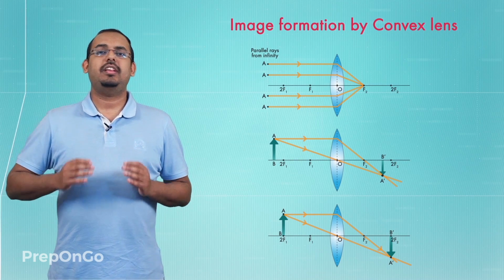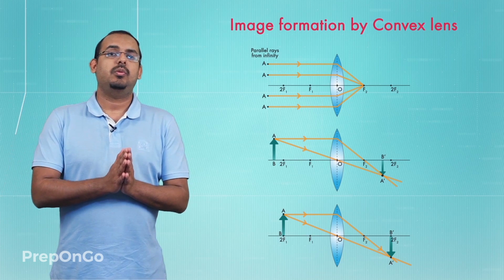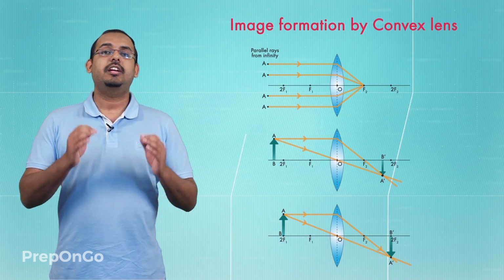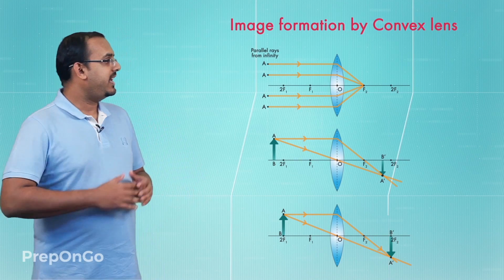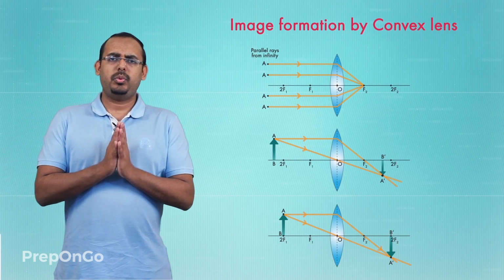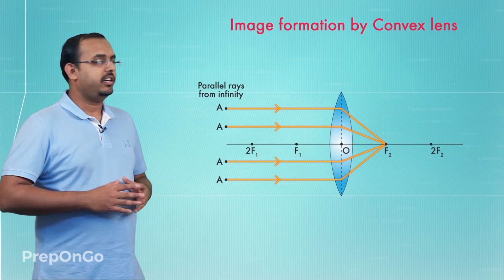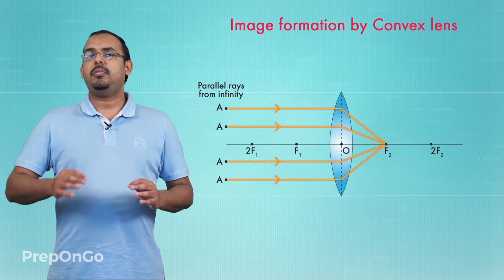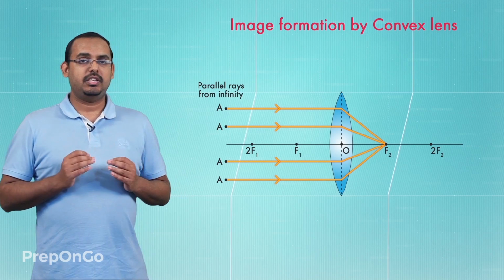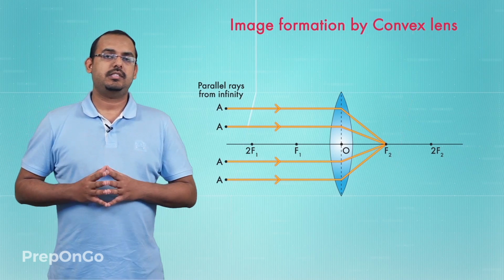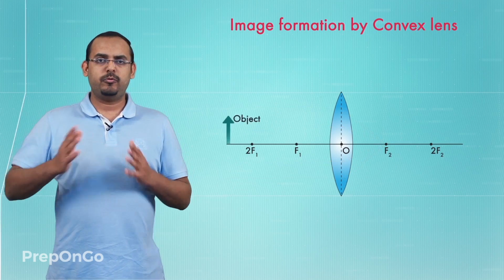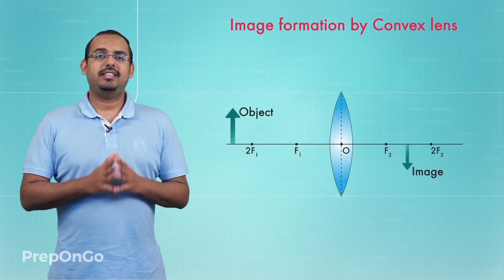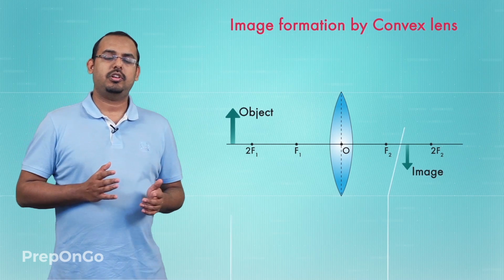So let's talk about the relative position of the image with respect to that of the object in all the three cases of image formation that we have studied. If we take all the three cases, we can see that when the object was placed at infinity with respect to the convex lens, a point image was formed at the focus of the convex lens. In the next case, when we moved the object a little closer towards the convex lens, we saw that the image started to move away from the convex lens, right?